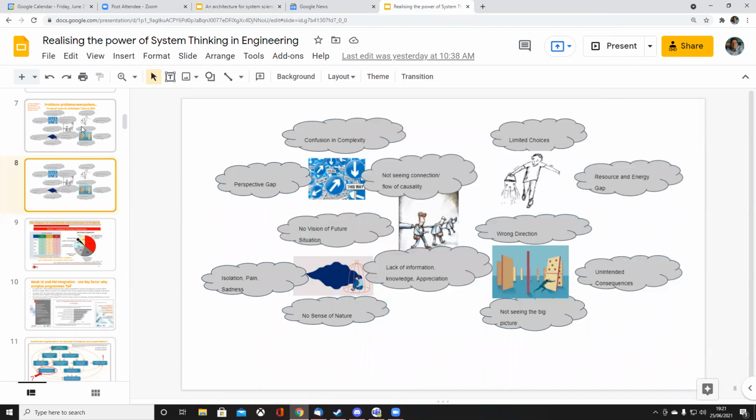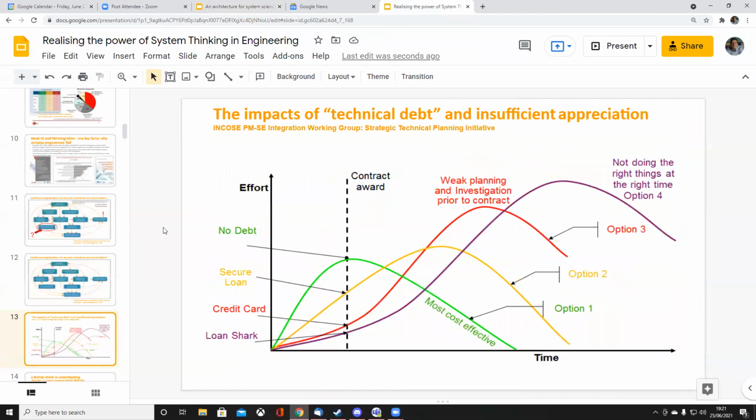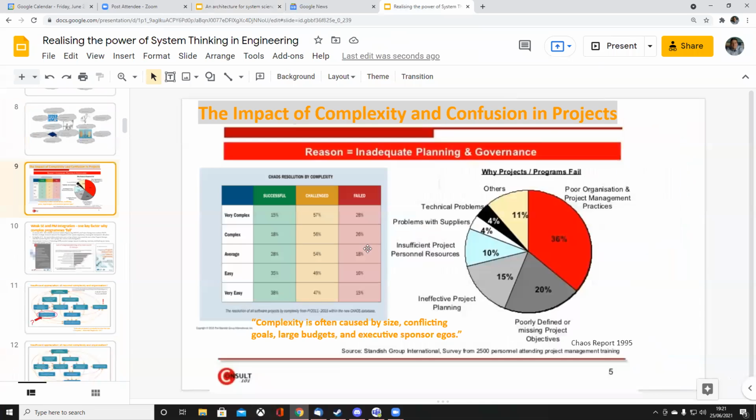So this is realizing the power of systems thinking and engineering, and what I've got. I explained basically the problem with this one. The impact of complexity and confusion in projects. The reason why programs and projects fail is poor organizational project management practices, poorly defined or missing project objectives, inefficient project planning. So it's this disorganization that's actually our problem. This is why projects fail. And as the complexity increases, the likelihood of failure increases.